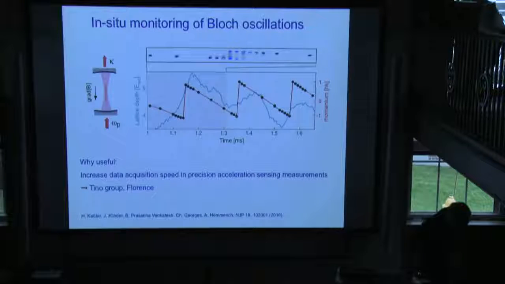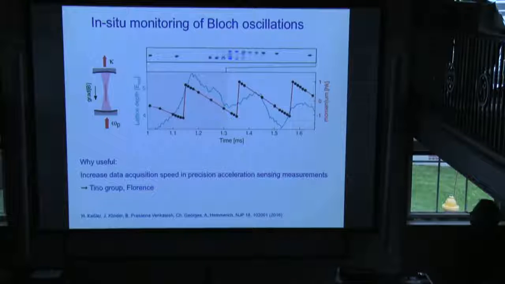Now, as I told you in my introduction, we have looked at in situ monitoring of Bloch oscillations, using the cavity to get a non-destructive method at hand to detect Bloch oscillations. This is a typical Bloch oscillation signal that many people produce in optical lattices. What we can do is look at the light transmitted through the cavity, that's this blue curve here, and we see that the same oscillation, the same frequency, shows up in the light transmitted through the cavity. Why is that interesting?